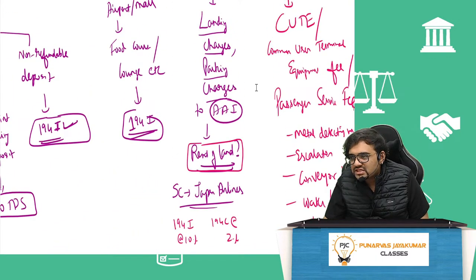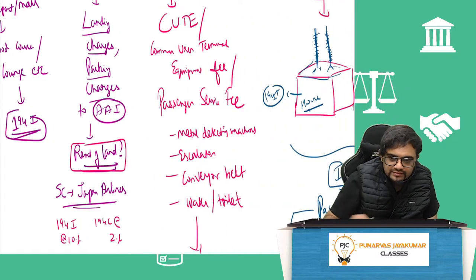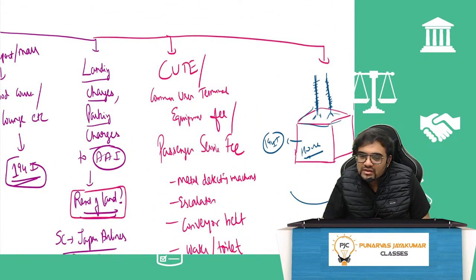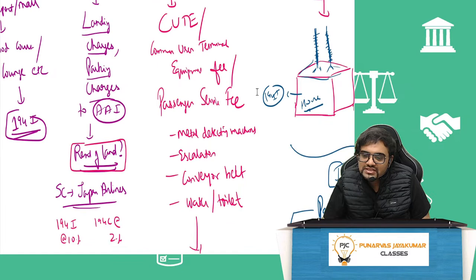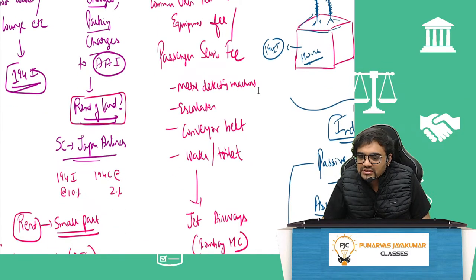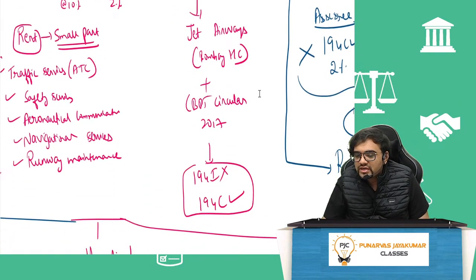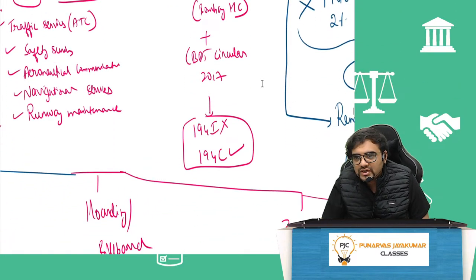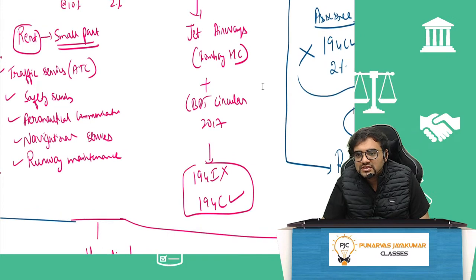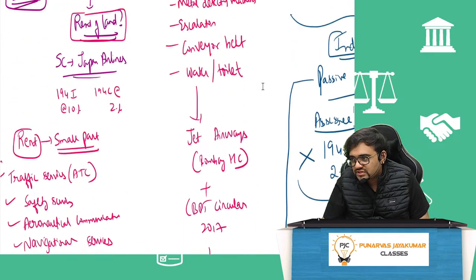Similarly, from the passenger, they will collect something called CUTE fee, Common User Terminal Equipment fee, then passenger service fee, metal detectors, escalator, conveyor belt, all these things. In Jet Airways case, they told it is 194C and not 194I. I am not renting the space, I am giving all these services.